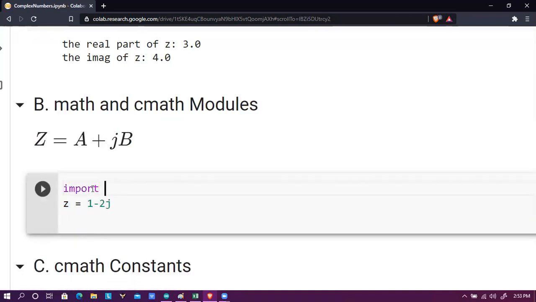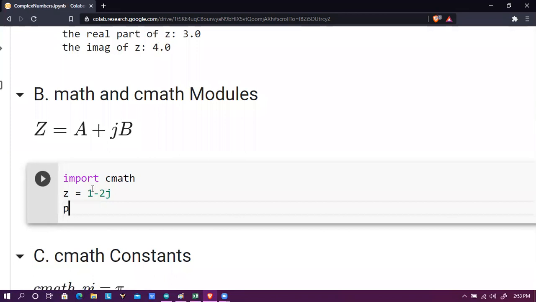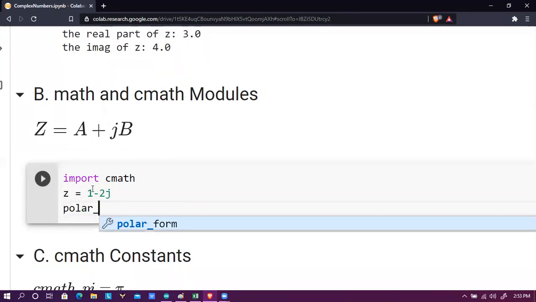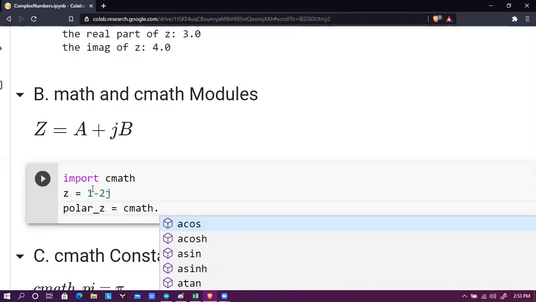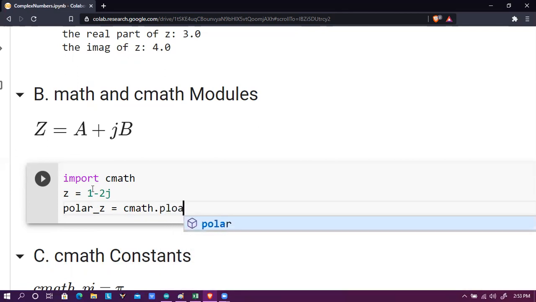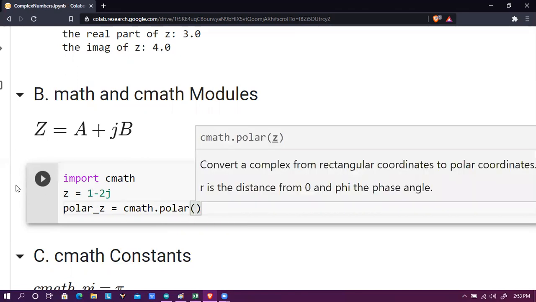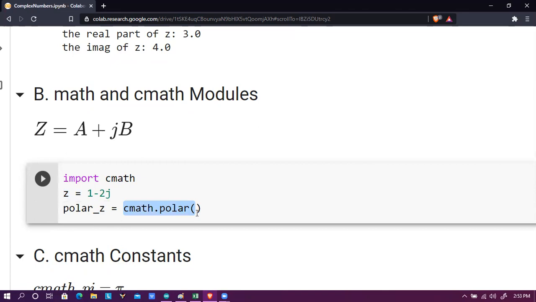We are going to import the cmath module first, and then convert this into polar form. I will create a variable here. Let's say my variable is polar_z. Polar_z is just equal to cmath.polar, because we will be converting this to the equivalent polar coordinate. Inside, the argument should be z. The argument is actually the function's input.